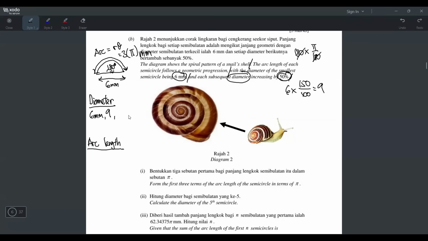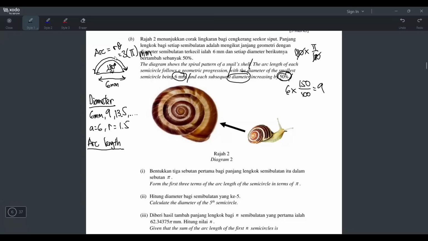And then to get the next value, you do the same thing. You take 9 times 150% also, and you can use a calculator. 9 times 1.5, my calculator gives me 13.5. And these are all in millimeters. So you can see that this forms a geometric progression where A is 6 and R is 1.5, because every time you multiply by 1.5, like that, right? Okay, but that's not what the question wants. The question asks for arc length, right?